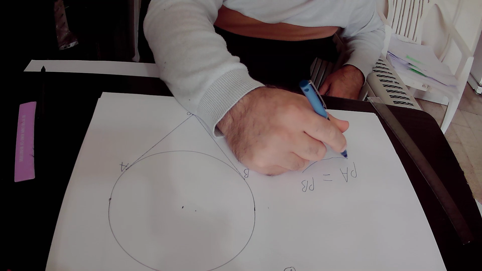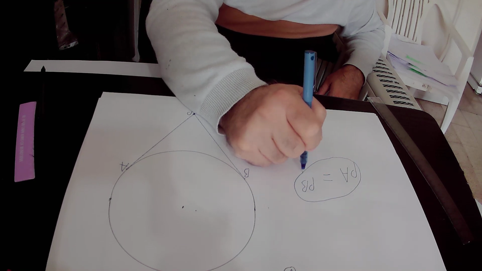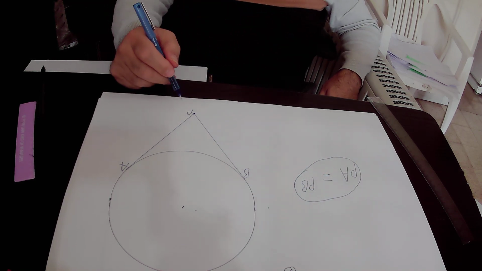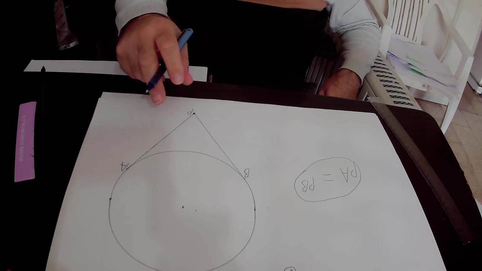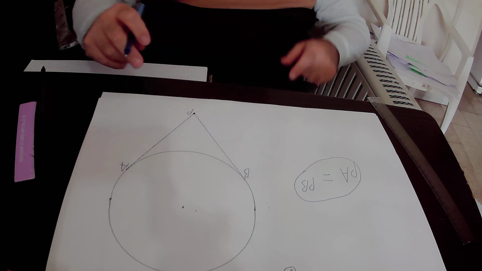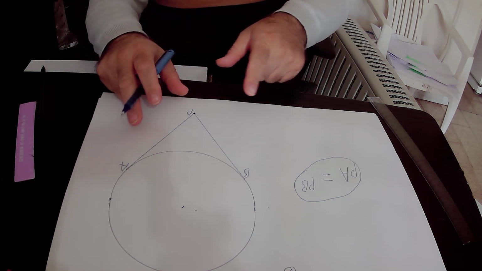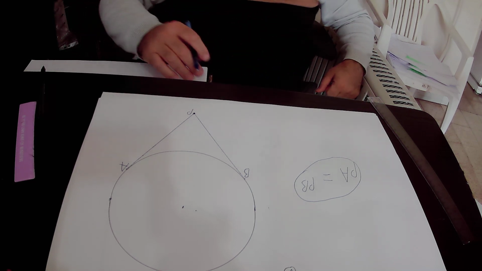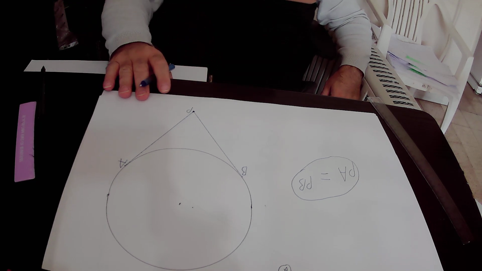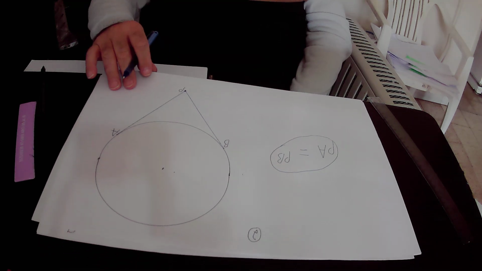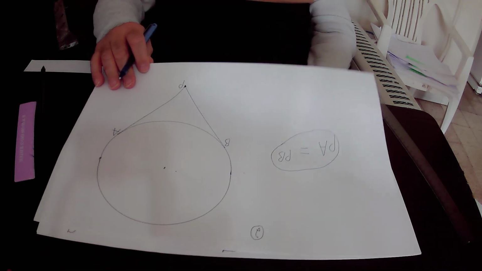So whenever you draw two tangents from an external point to a circle, the lengths of those two tangents will be equal to each other. That is to say PA will be equal to PB. Okay, so that is the meaning of two tangents theorem.